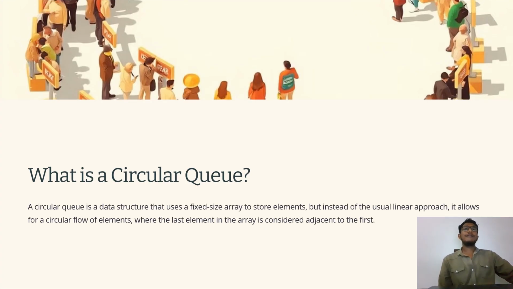What is a circular queue? A circular queue is a linear data structure that operates on the first in, first out principle. Unlike standard queues, it connects the end back to the beginning, forming a circle. This design allows for efficient use of storage space, addressing common limitations found in traditional queue implementations.